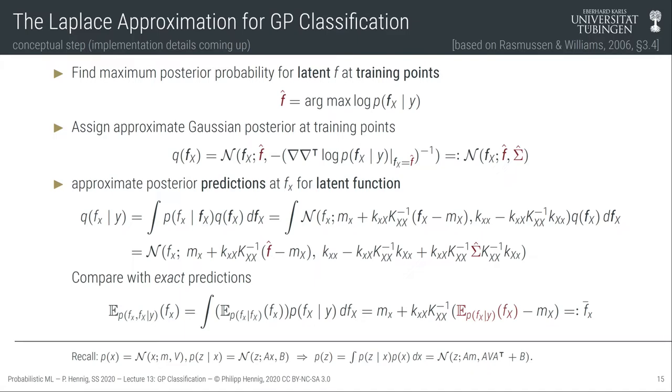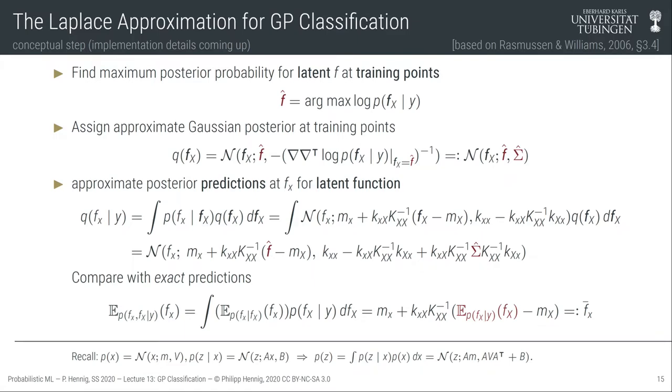But to do so, we first have to predict the latent function f at test locations, little x. To do so, we are going to construct an approximate posterior predictive distribution at these test locations f of x. And we'll do that, of course, using the rules of probability.